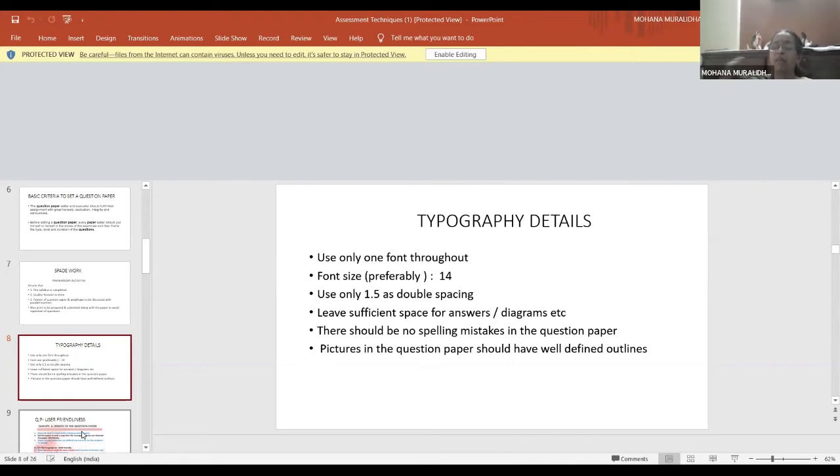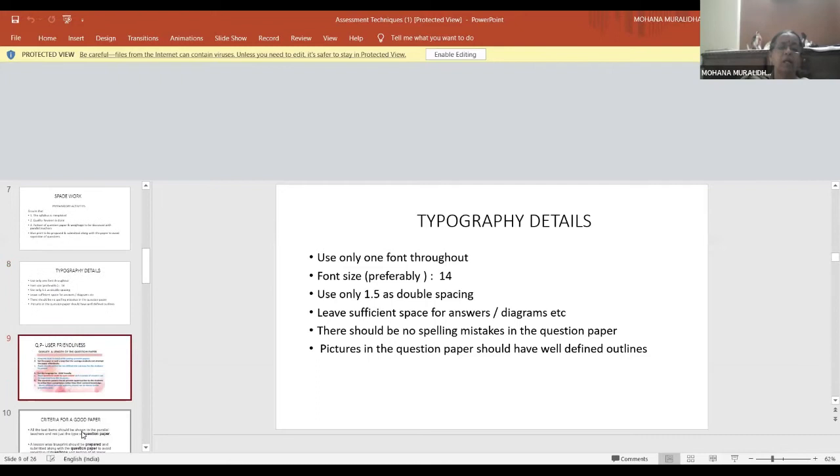Breaking of lines, the picture should be clearly drawn. It should not be raising some sort of doubt. It should be clearly designed. So it is very essential that you draw the picture very clearly, giving them proper outlines. So this part has to be taken care of.